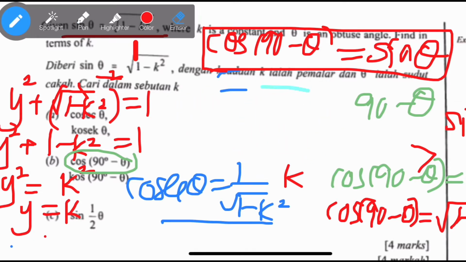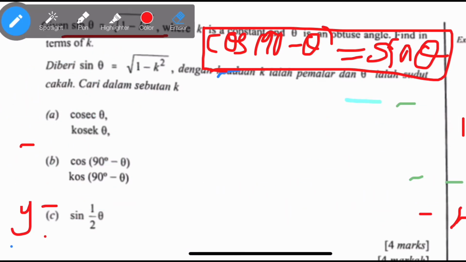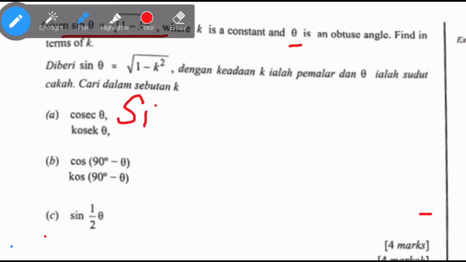Now for cos of 90 minus theta, maybe you can use cos of 90 minus theta is equal to sine theta, the complementary angle relationship. You can use any method, so long as you follow the trigo method, no problem. So part B is settled already, yeah?